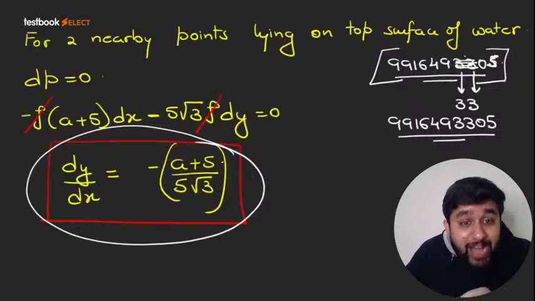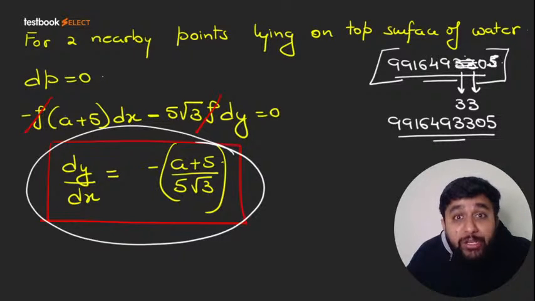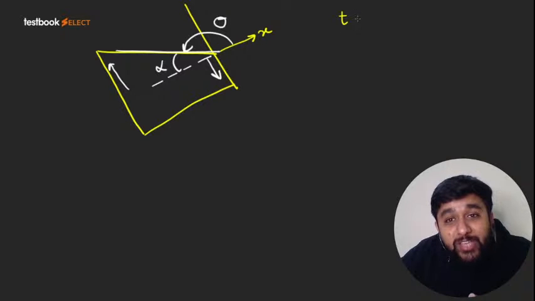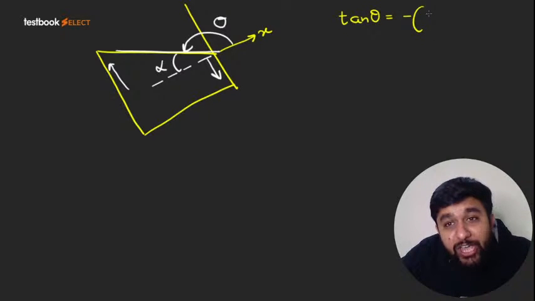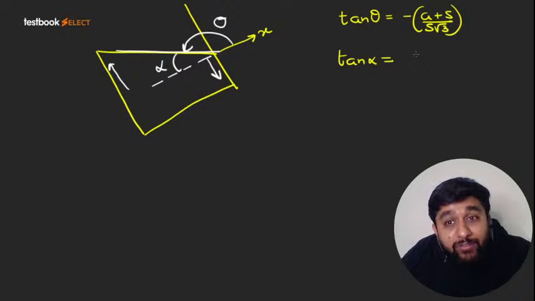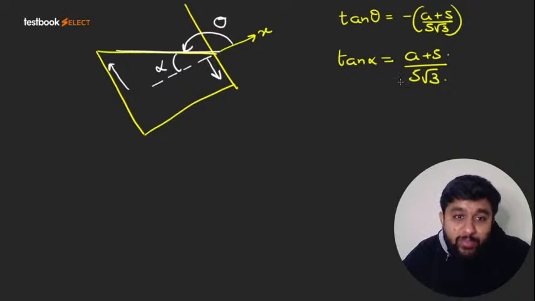Now in our case, how much is the slope? It is minus a plus 5 by 5 root 3. So you will simply say tan of theta is minus a plus 5 by 5 root 3. This is tan theta. So if I talk of only tan alpha, that will be a plus 5 by 5 root 3. Now you will ask me, sir, why you have done this?